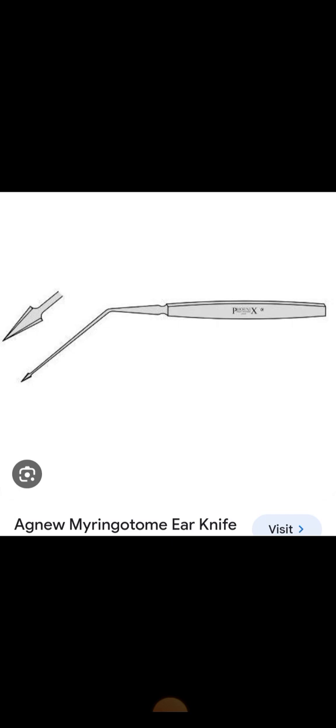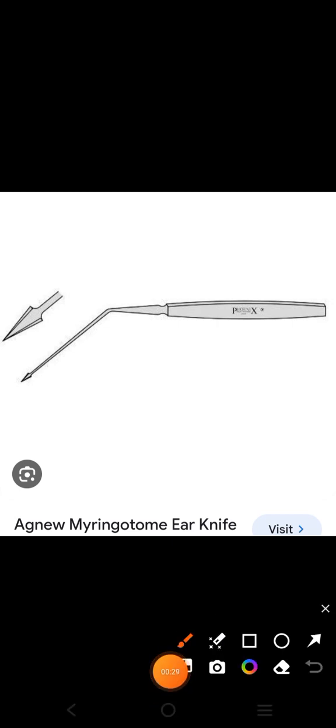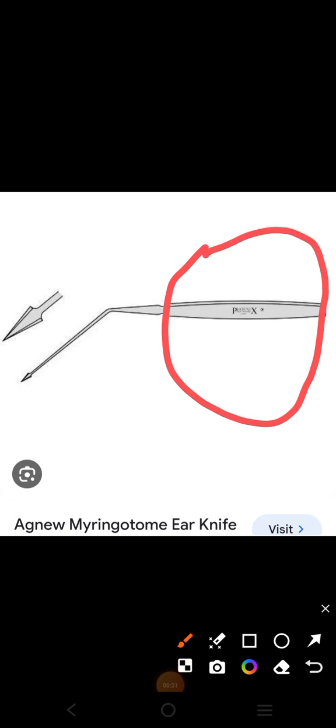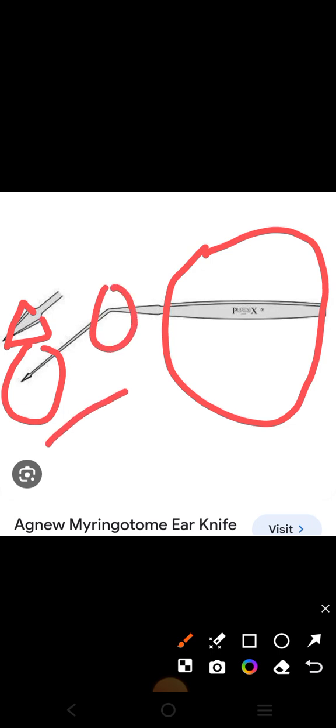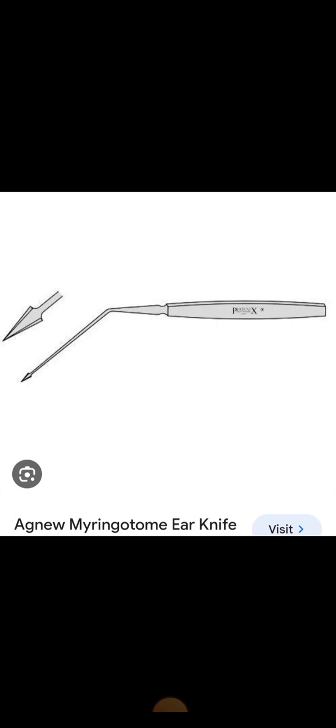There are two to three main features that you must know in order to diagnose an instrument. Here you can see that this Myringotome has a handle and a tip, and on its tip there is a somewhat triangular blade, and it has a curve in its neck. These are the features you must know to diagnose a Myringotome. And what is its use? It is mainly used for incising the tympanic membrane.